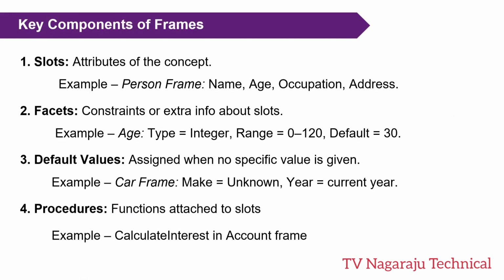Now, what are the components that are used for representing a frame? Mainly four components. The first one is slot. Slots are attributes or properties of a frame. That is, they represent different characteristics of the frame concept. For example, if the frame is a person, what are the characteristics of a person? Name, age, occupation, address.